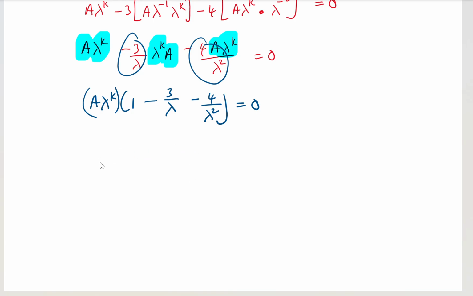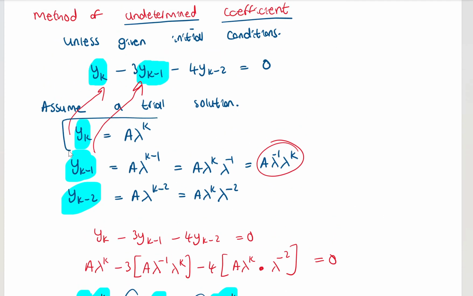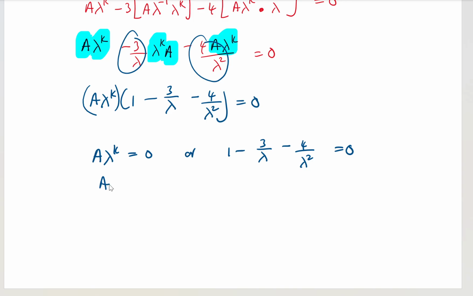So now this means that a lambda^k is equal to 0, or 1 minus 3 over lambda minus 4 over lambda squared equals 0. But when we started, we said we are assuming a trial solution, and it must be non-trivial, meaning it must not be 0. So when you say a non-trivial solution, we mean it must not be equal to 0. This means that a lambda to the power of k must not be equal to 0. Therefore, this puts strain on this one.